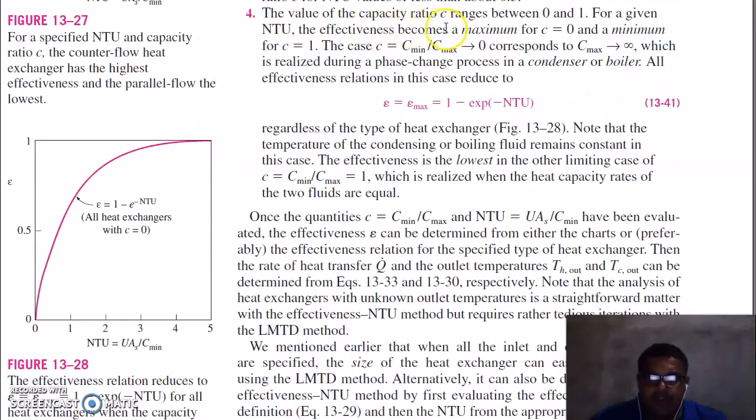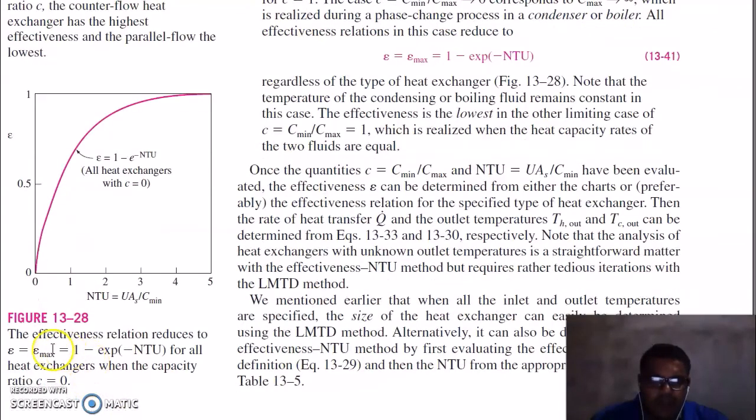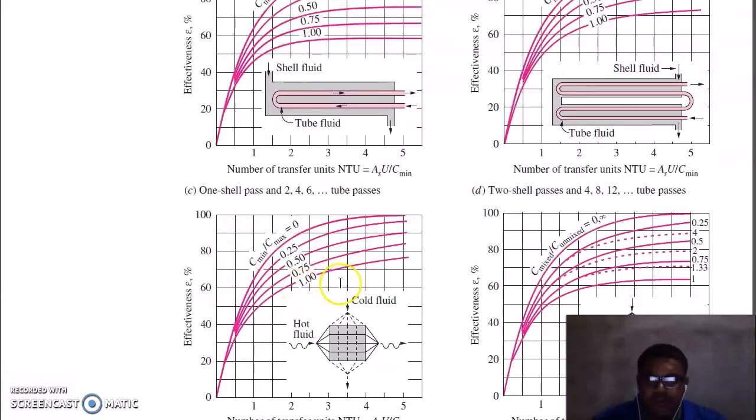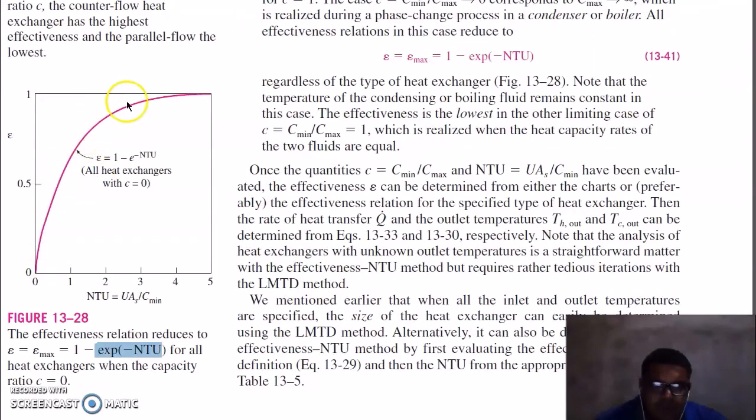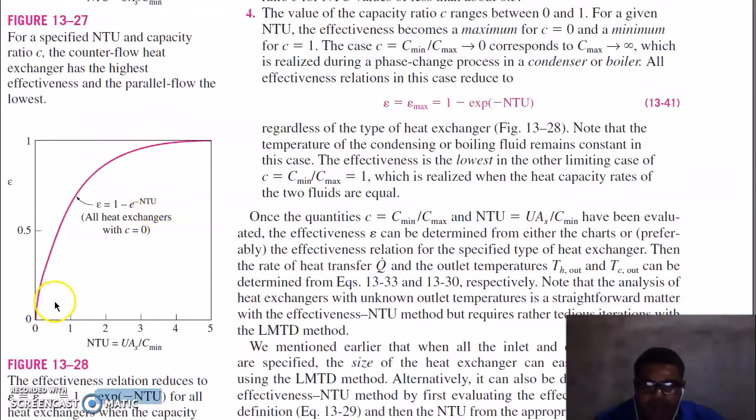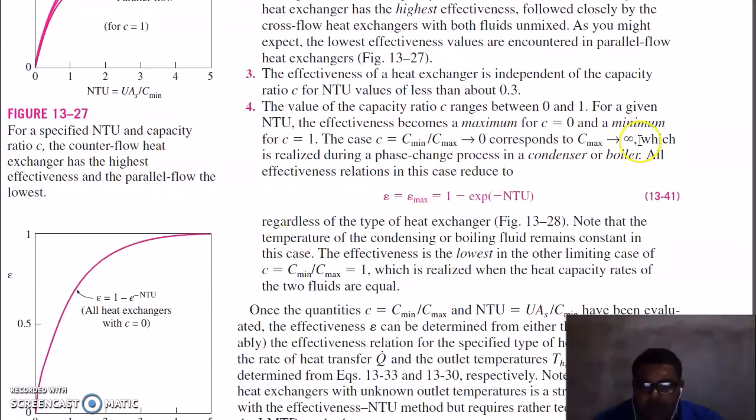The value of capacity ratio C ranges between 0 and 1. For a given NTU, the effectiveness becomes maximum when C is equal to 0 and minimum when C is equal to 1. Now you can see the effectiveness relation reduces to this value for all heat exchangers when capacity ratio C is equal to 0. Meaning if you put C equal to 0 in all the cases, you will get this relation. So you will get this curve when your C is 0, and it is the maximum effectiveness, and minimum when C is equal to 1.